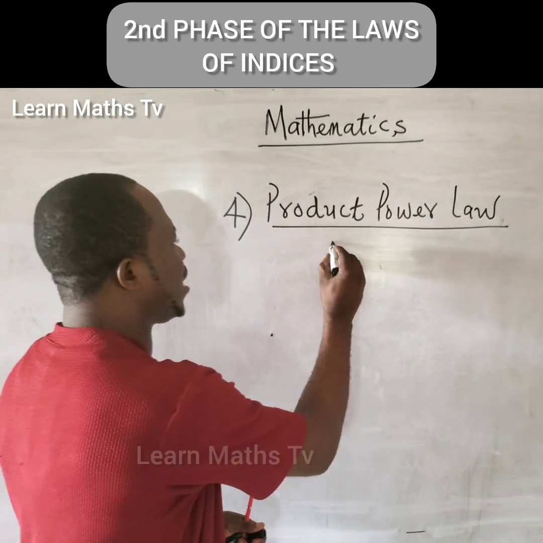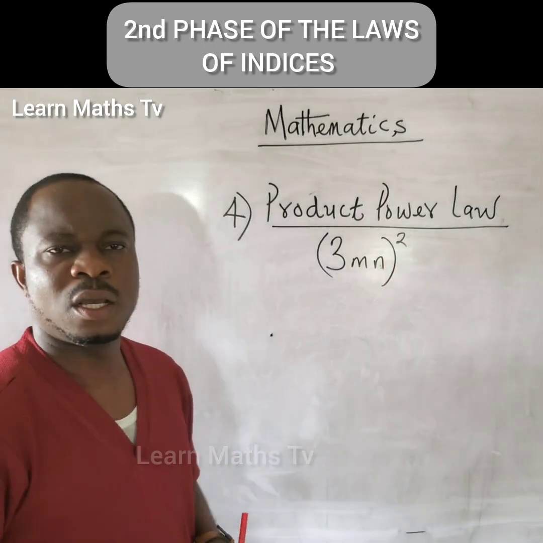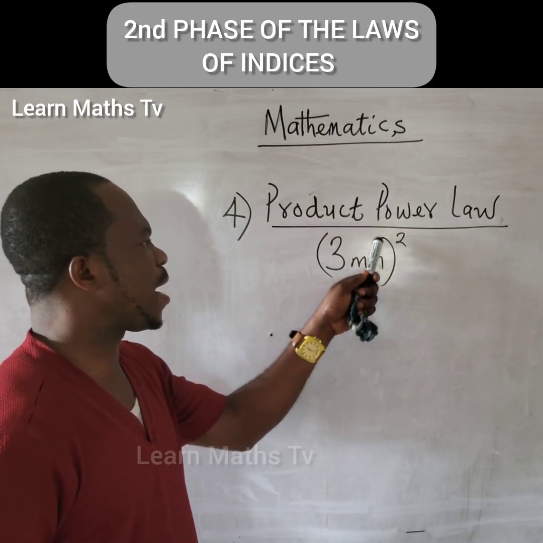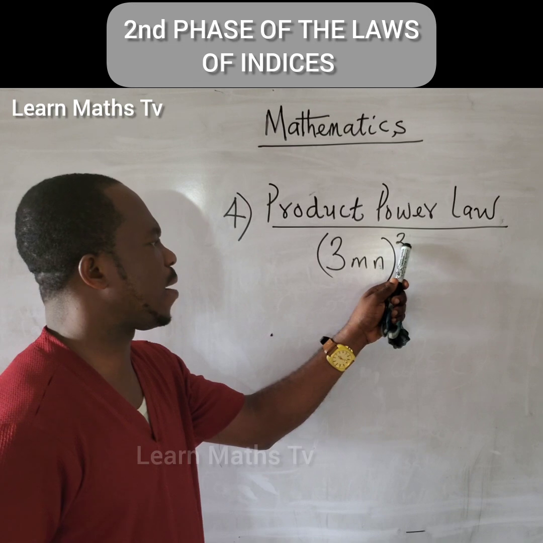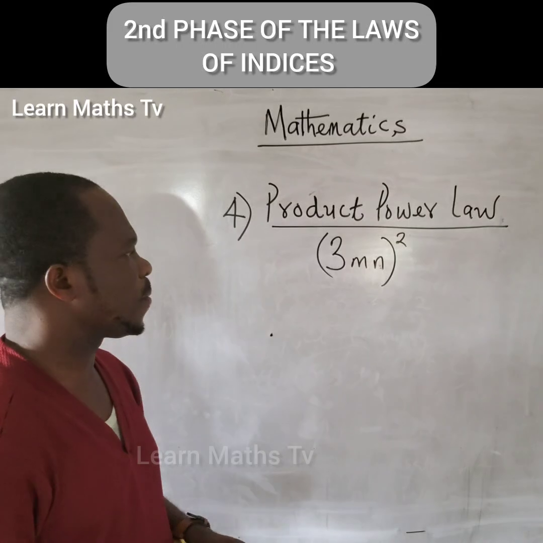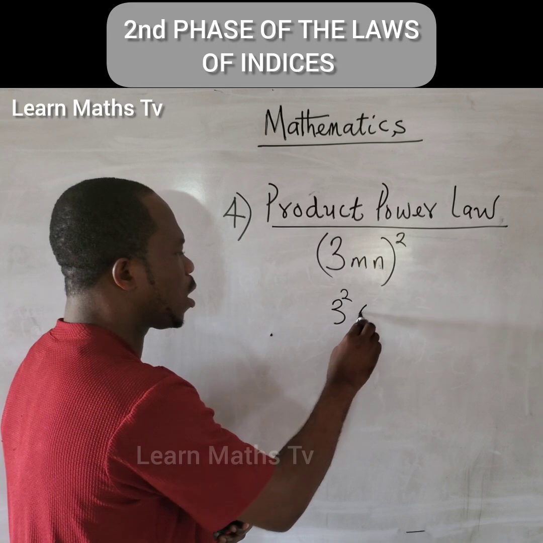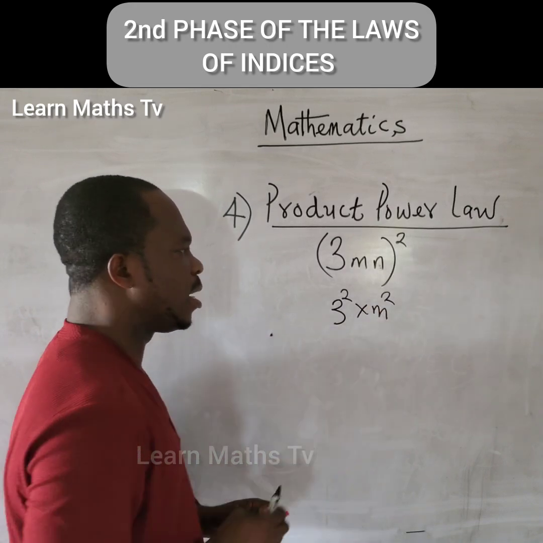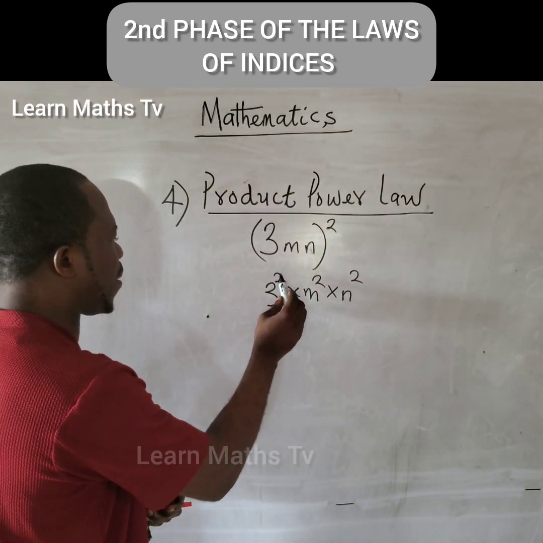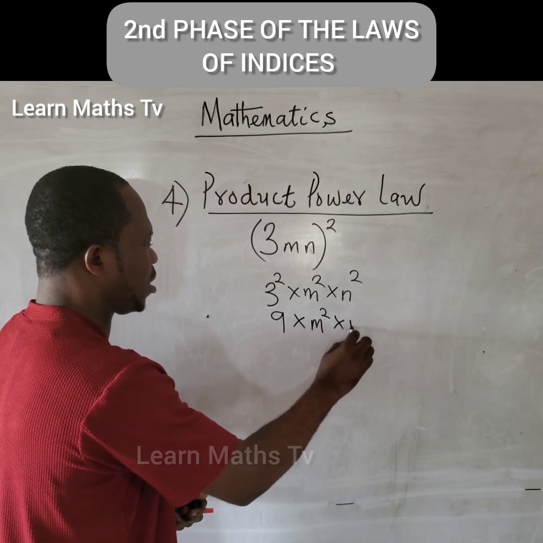What does it state? Let's say we have (3mn) all raised to power 2. Product power law states that the product of different factors, perhaps in a bracket, raised to a certain power, the power is distributed to the individual factors in the bracket. That is to say, this 3 will be raised to power 2, this m will be raised to power 2, this n will be raised to power 2. As such, 3 raised to power 2 will be 9 times m squared times n squared.